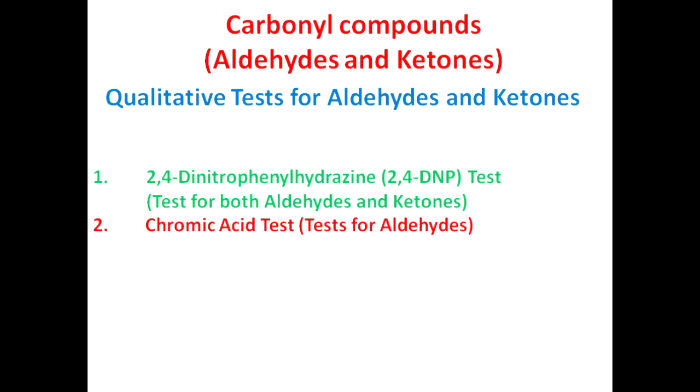which are commonly used to identify or to know about aldehyde and ketone. The first one is 2,4-dinitrophenylhydrazine, which is called the 2,4-DNP test. This is a test for aldehydes and ketones. Both the aldehyde and ketones can be identified with this test. It is a common test, whereas the second test is the Chromic Acid Test, which is used exclusively to identify the aldehydes.